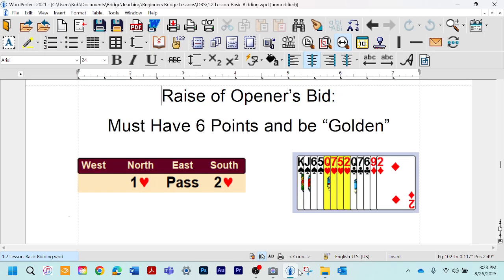Raise of opener's bid. Well, you must have 6 points to be golden. And if your partner opens a heart and you had 6 points and 3 hearts, you could raise them because a heart has to be at least 5. And in this particular case, I've got 4. That means we've got 9. But the question is whether you have enough points to do it. In this case, you certainly have the points. You have at least 6, so you would raise the hearts.